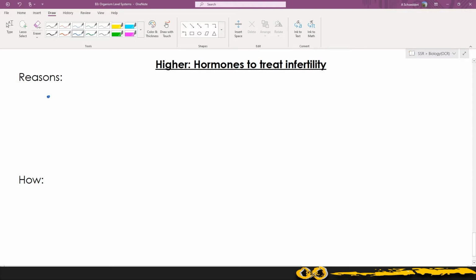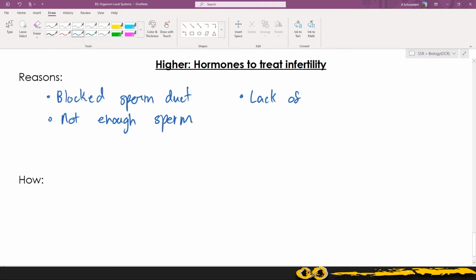On the male side of things, there could be a blocked sperm duct, or some sort of issue with the sperm, so there might not be enough sperm, for example. And on the female side, we might have issues with lack of mature eggs, and we might have issues with the ovaries not releasing an egg.